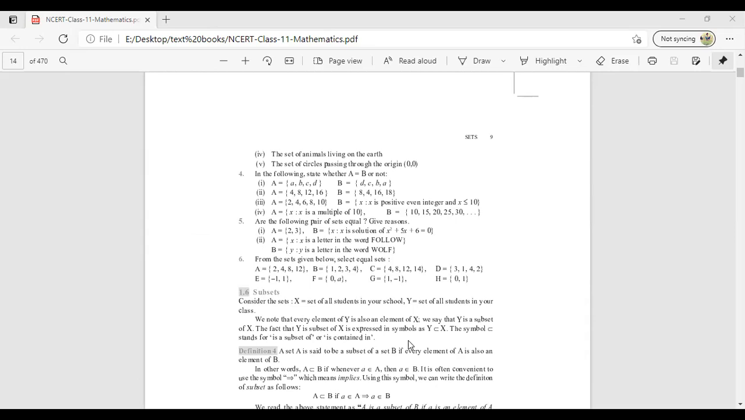Set of animals on the earth. Set of animals on the earth. Can you tell me, is the set of animals on the earth finite or infinite? Infinite.